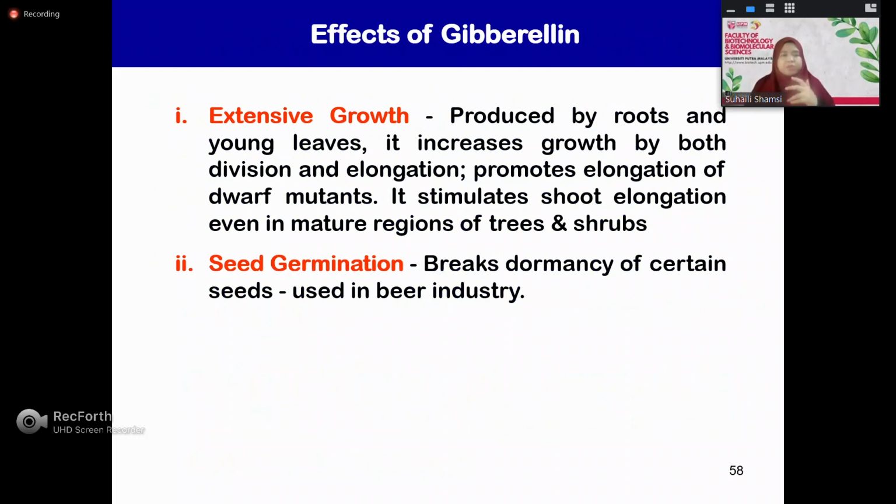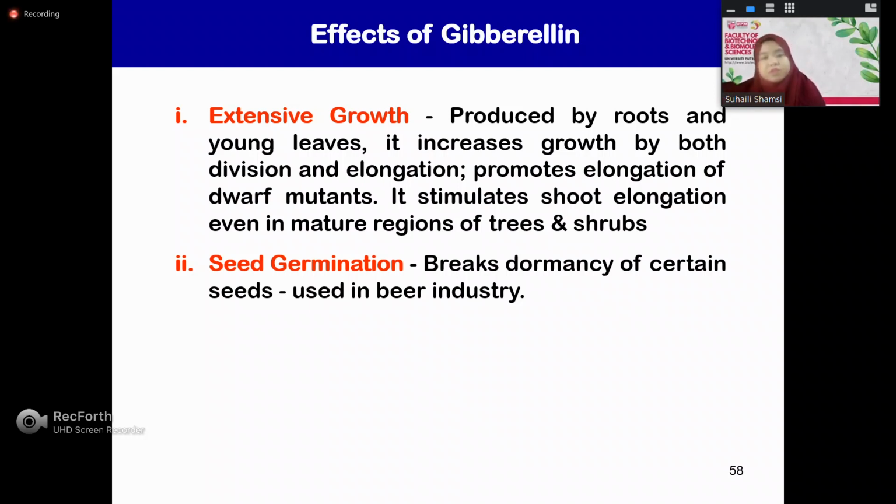So what are the effects of gibberellin? Like I told you guys just now, it also plays a role in controlling the growth of plants. If auxin also controls growth of the plant itself, gibberellin controls immature plants, right? It is produced by roots and young leaves. It increases growth by both division and elongation. It promotes elongation of the dwarf mutants. It stimulates shoot elongation even in mature regions of trees and shrubs.